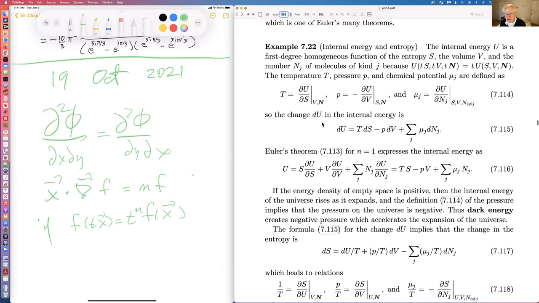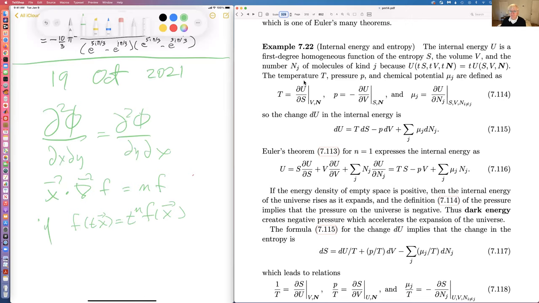Here are some examples. The internal energy is a first degree homogeneous function of the entropy, the volume, and the number of particles of each kind. And that's, of course, kind of intuitively obvious. If you have a system here, a bunch of different kinds of particles and some entropy and some volume, and you just put an identical system next to it, you then have two systems, twice the entropy, and that's the case for T equal two, and so you'd get twice the entropy.